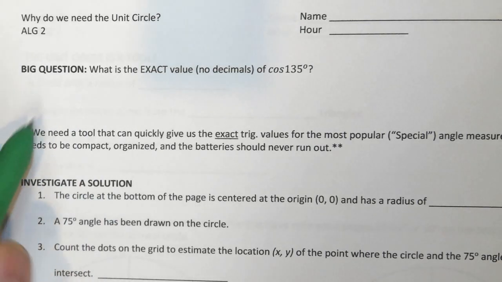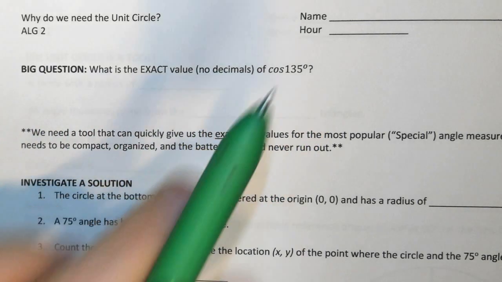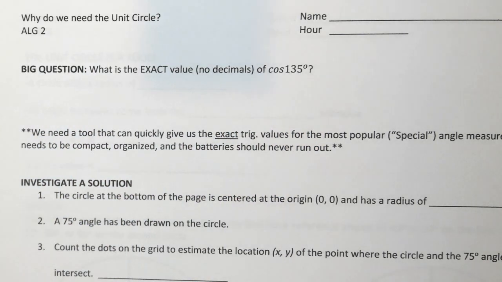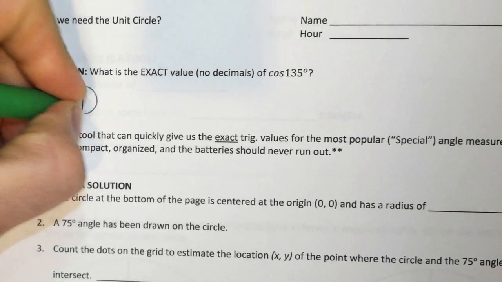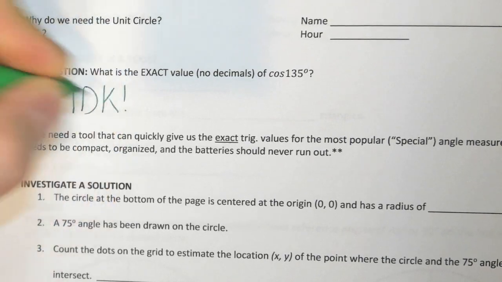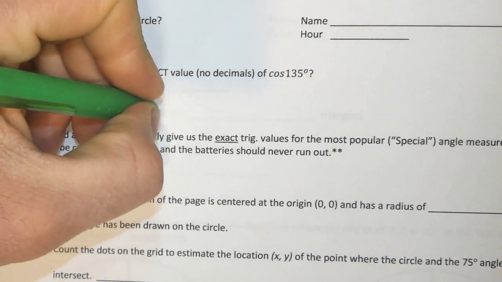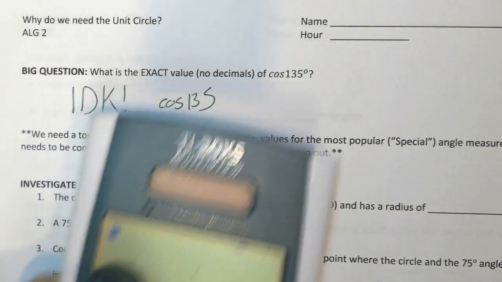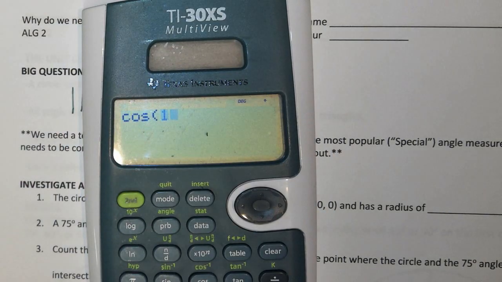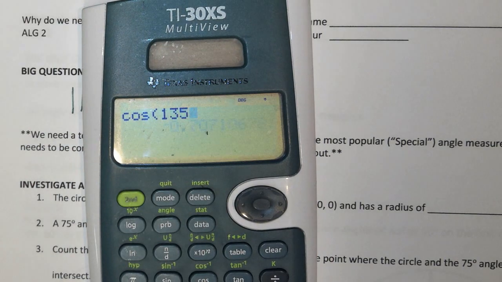The big question here is, what is the exact value of the cosine of 135 degrees? Right off the bat, the first thing that I would say is, I don't know. I don't know what that answer is. So the next thing that I might do is say, well, if I don't know, maybe my calculator does. So I could type in the cosine of 135 into my calculator. If you do that, you will get an answer, but it won't be exact. This is a decimal.